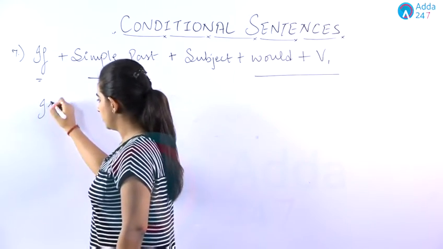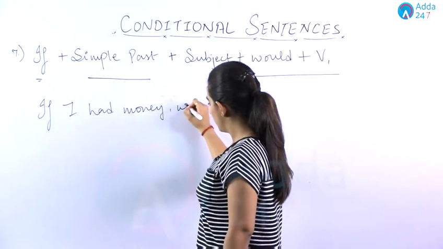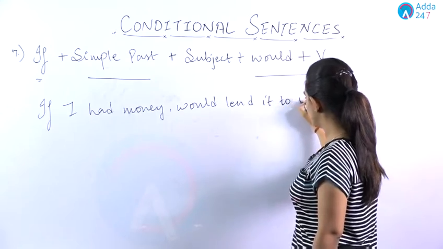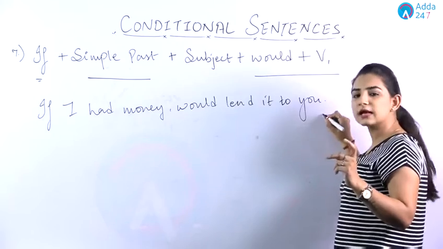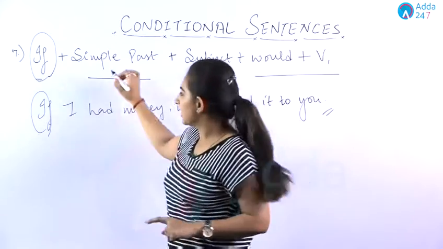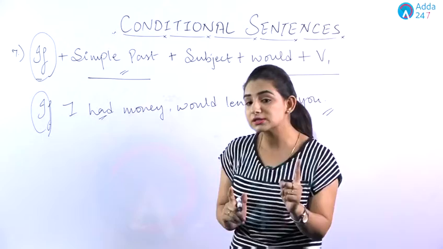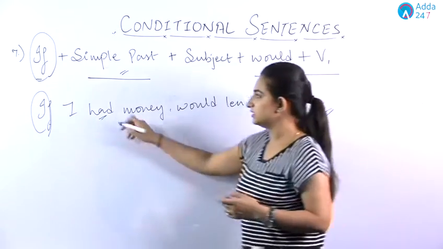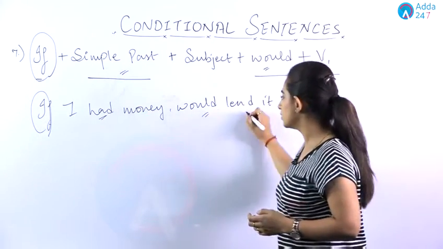For example, it says, if I had money, I would lend it to you. If I had money, I would lend it to you. Is this sentence correct or incorrect? It's absolutely correct. Why? We have started the sentence with if, according to the condition. Then we need to place simple past tense, which is placed here, had. Now, had here is not an auxiliary verb. Rather, had here defines that we have something, we had something, right? So this is in simple past tense. The following verb should be would plus V1, and we have placed would plus V1.